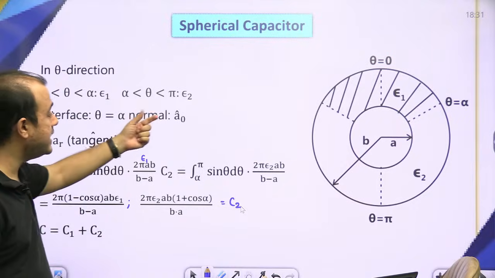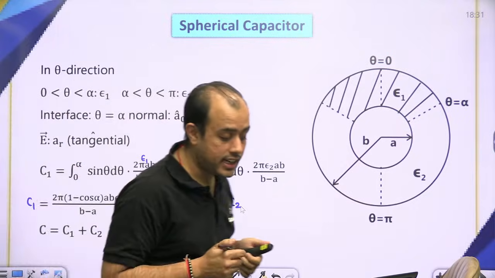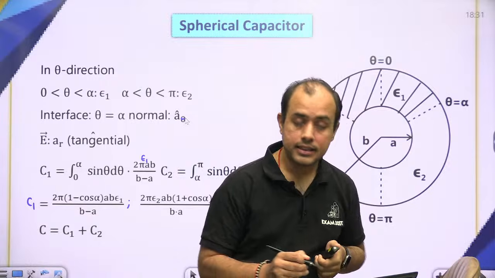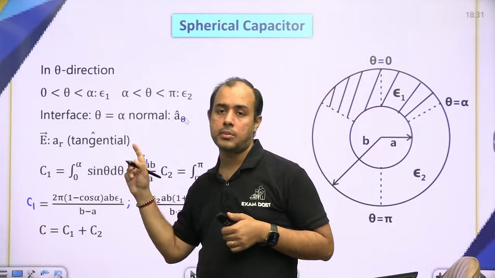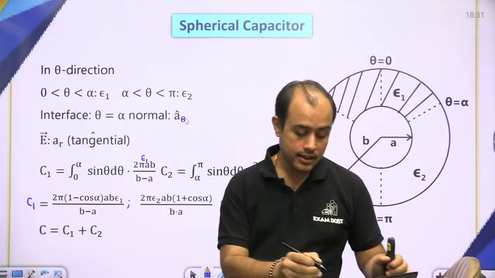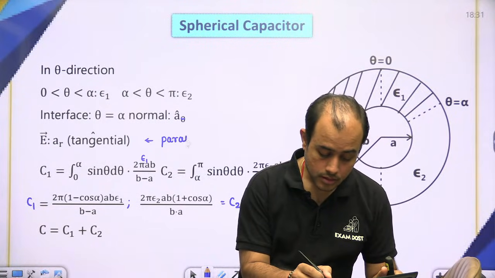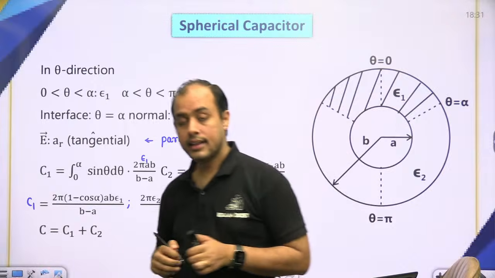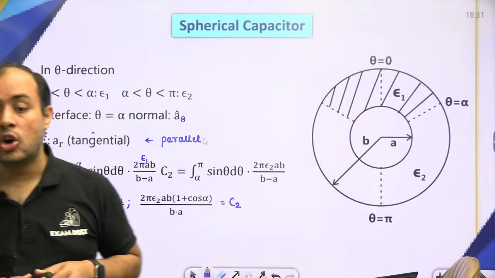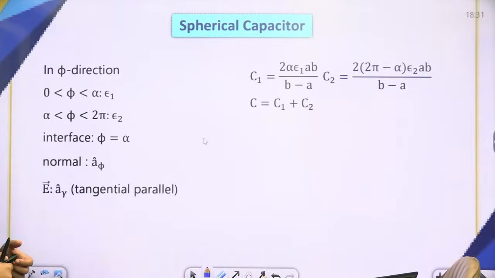So the normal is A theta cap. The electric field is A R cap. That is not along the normal. So it is tangential, so I will treat it as a parallel connection. ठीक है? जब इलेक्ट्रिक फील्ड नॉर्मल के अलोंग ना आए तो पैरेलल कनेक्शन.